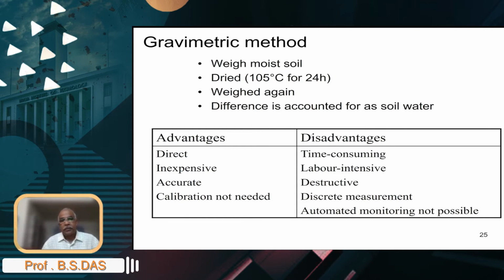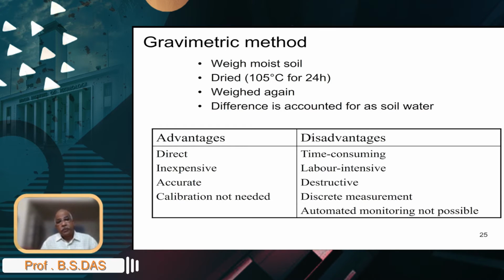There is nothing indirect about it. You measure the wet loss because of the drying process. It could be, of course, inexpensive. All you need is an oven and a balance. The method is pretty accurate, and it's a direct method. You don't need any calibration, so no standardization is necessary.